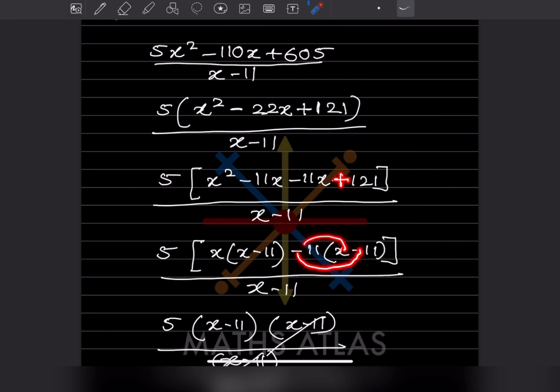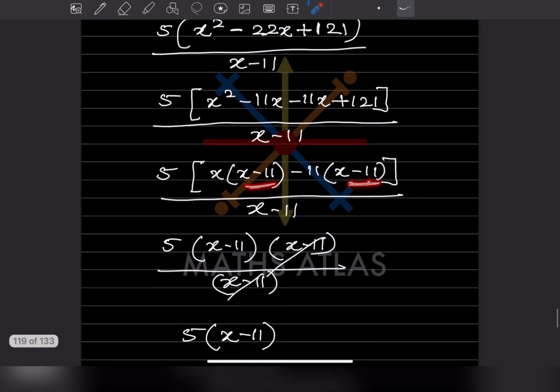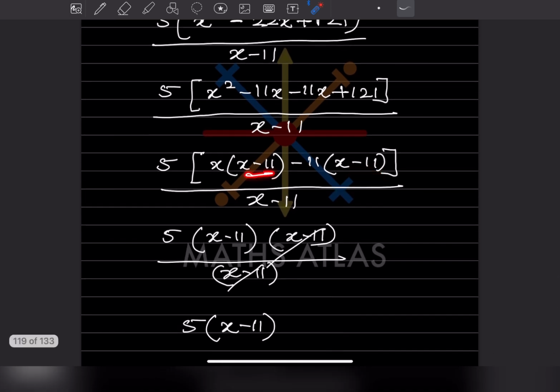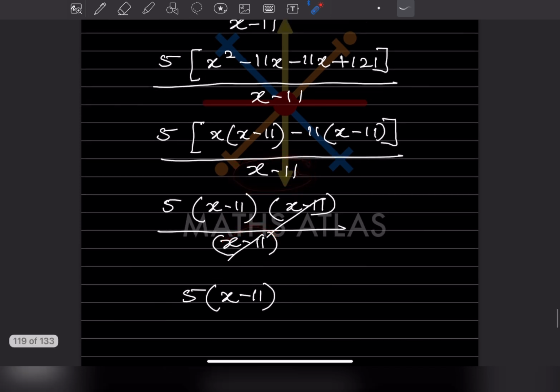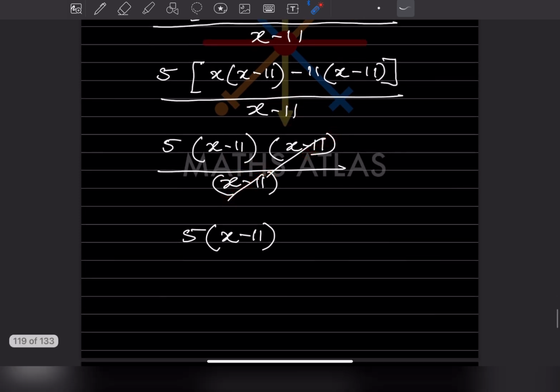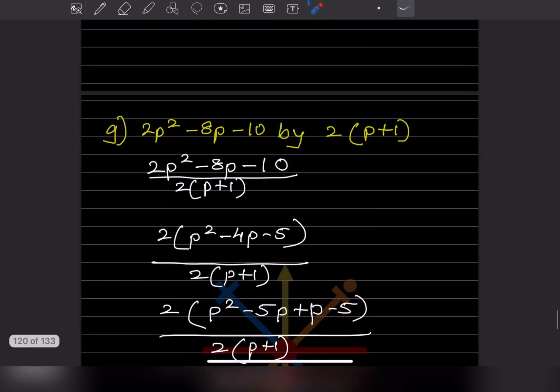So this is plus 11, and we can see that both the brackets are the same. So we are going to write this one only once. And then what is outside, this will be 11x minus 11. And this part here, this and this get cancelled. So the remaining is 5 into x minus 11.